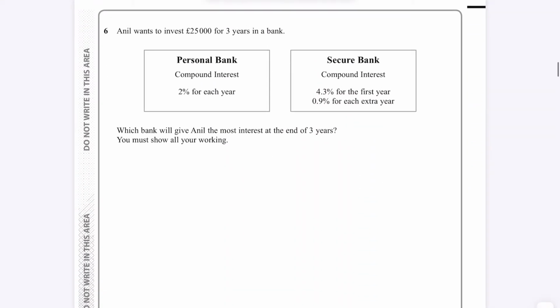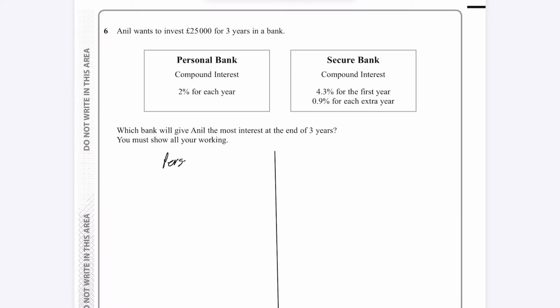Next one, Alan wants to invest 25,000 for 3 years in a bank. So we've got personal bank and secure bank, both have compound interest. Which bank will give Anil the most interest at the end of 3 years? You must show all your working out. Okay, so let's draw a line down the middle.